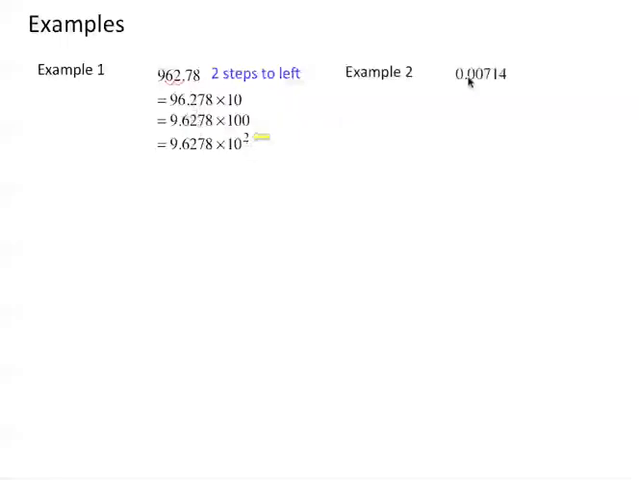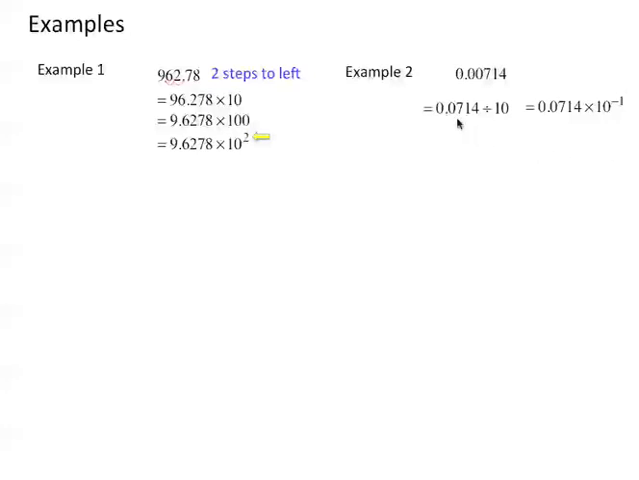So you don't have to do these steps. In this next example, my goal is to get the decimal point between the 7 and the 1. So notice that if I can rewrite this number as 0.0714 divided by 10, so if we divide this number by 10, we're going to move the decimal point one more step over here, so we're going to end up with this number. Dividing by 10 is the same as multiplying by a tenth, and a tenth is 10 to the negative 1. So 0.00714 is the same as 0.0714 times 10 to the negative 1.